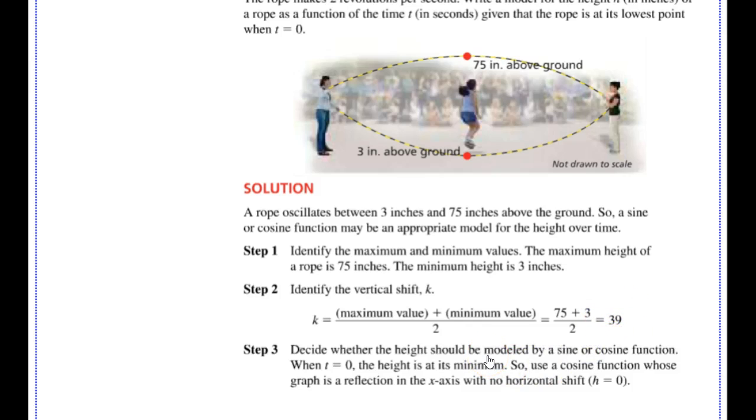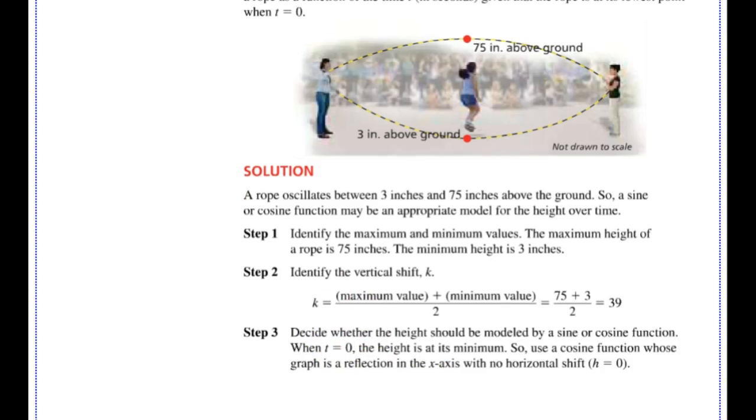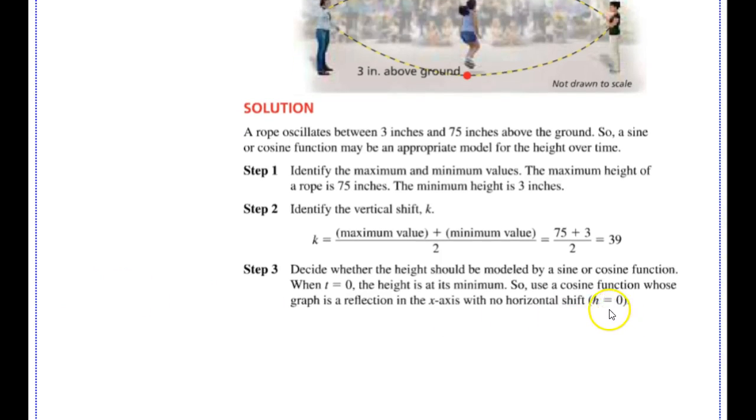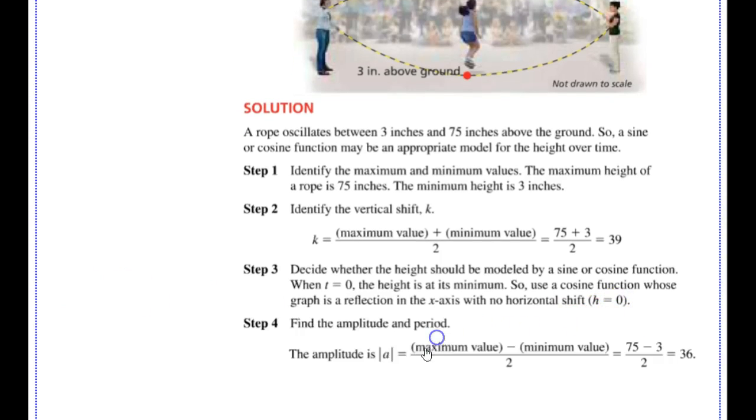So now I have to figure out, am I going to look at sine or cosine? I want to figure out when t equals 0, the height is at its minimum, right? It's not on the way up, it's not at the top, but it's at the very bottom. So I'm going to use a cosine function that's been reflected, because our parent cosine function crosses its maximum at the y-axis. Here we're going to cross at our minimum, so I just need to have a reflection. But this also allows me to have no horizontal shift, so my h is still going to be 0 here.